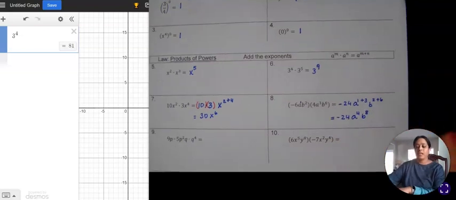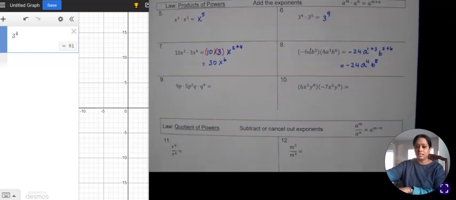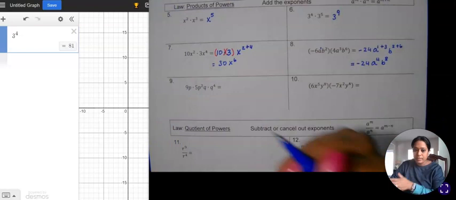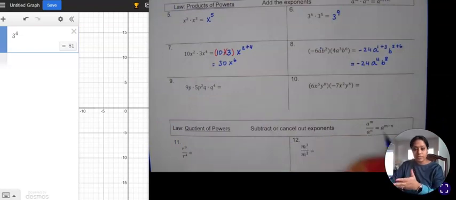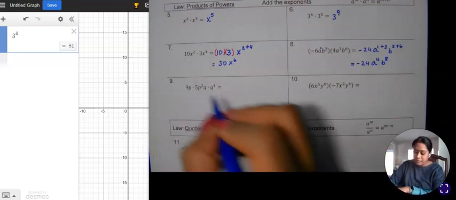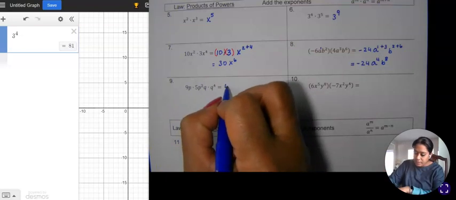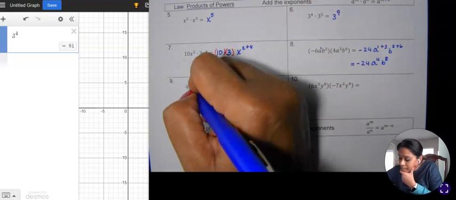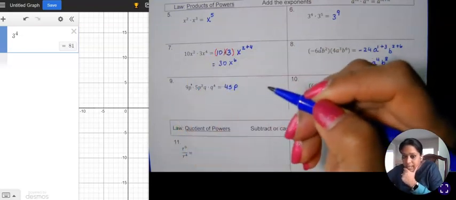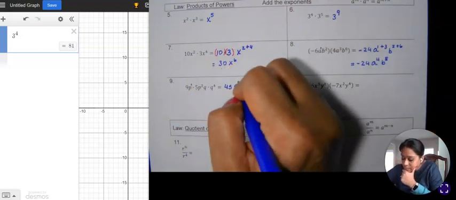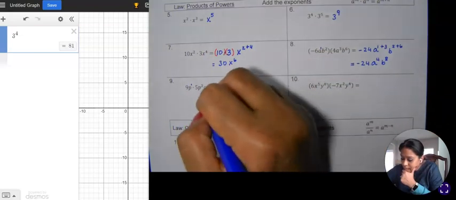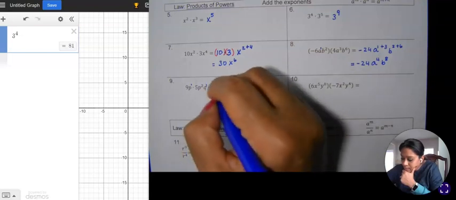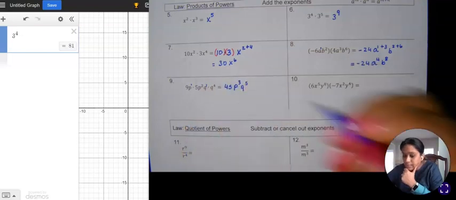All right, a couple more examples for this. So you have here, multiply the coefficients. So 9 times 5, which is 45. And then I'll go ahead and add this up. So I have here p to the 1st power and p to the 2nd power. So 1 plus 2 is 3. And then q to the 1st power and q to the 4th power. So 1 plus 4 is 5.